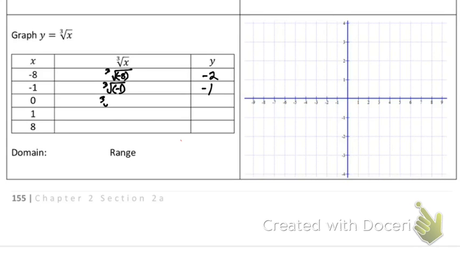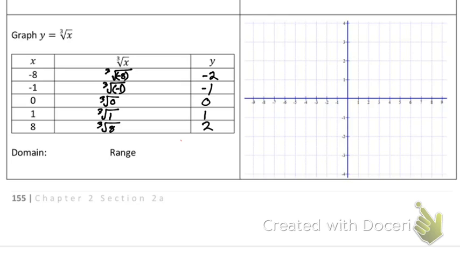Cube root of 0, that's still 0. 0 times 0 times 0 equals 0. Cube root of 1 is 1. 1 times 1 times 1 is 1. And finally, cube root of 8 is going to be 2, because it's 2 times 2 times 2.